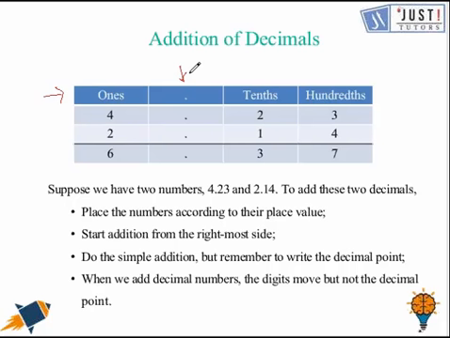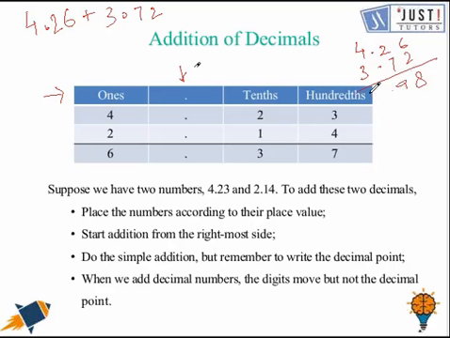So this says 4 add 3, which is 7. Similarly, 2 add 1 is 3, and 4 add 2 is 6. So the answer is 6.37. Or you can do it like this as well. If a question says you need to add 4.26 plus 3.72, what do we need to do? We can add them up by putting them into the place value form, like 4.26 and 3.72. And we get the answer as 7.98.